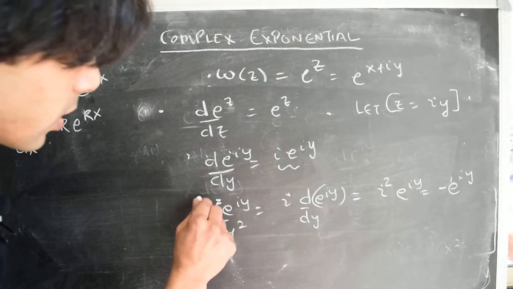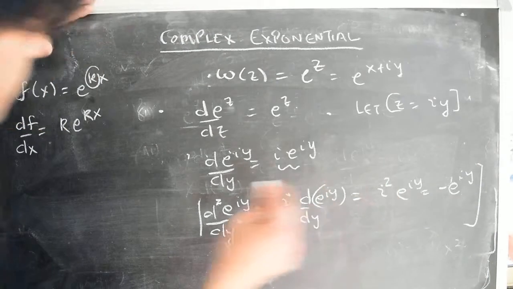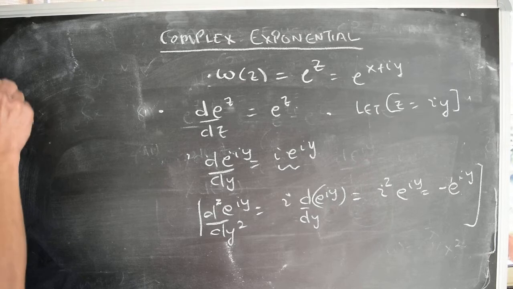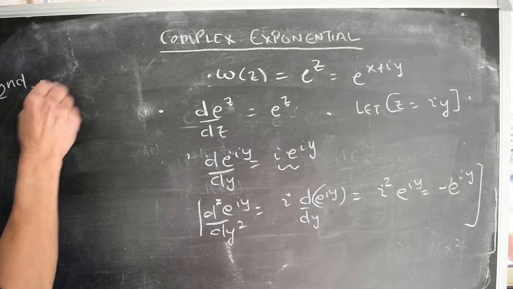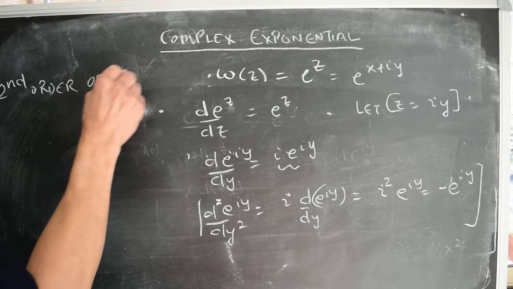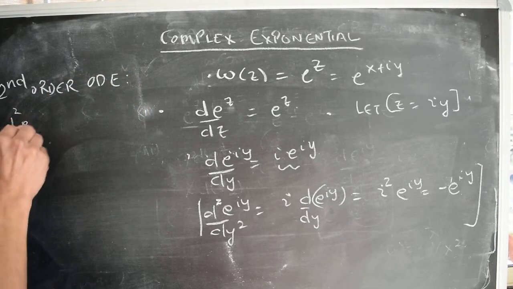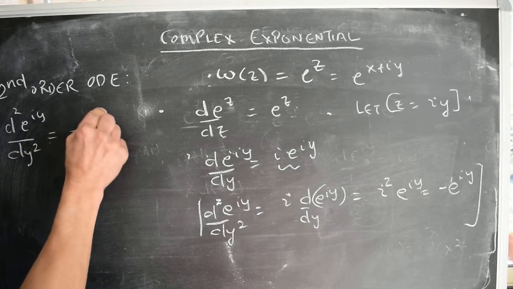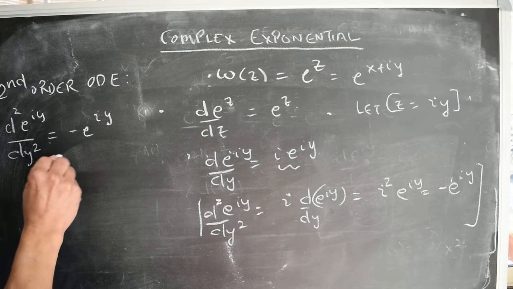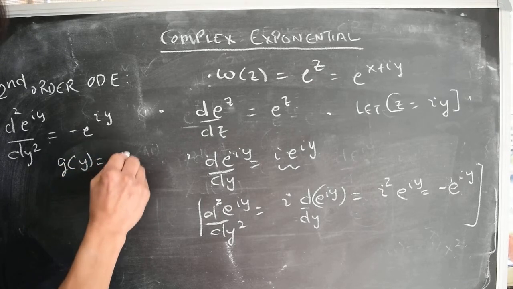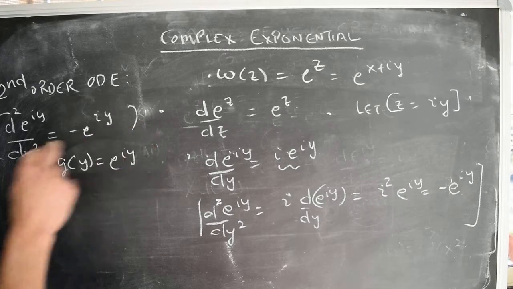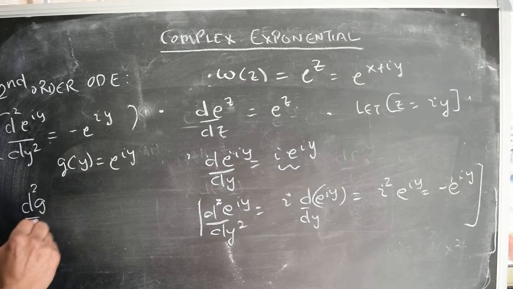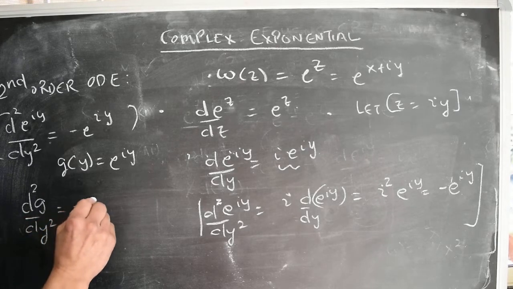So we find that there is a second order ordinary differential equation of the form d2 e to the power iy dy squared is minus e to the power iy. If we define a function, let's say g(y), which is e to the power iy, then the function g(y) satisfies the differential equation d2g dy squared equals minus g.